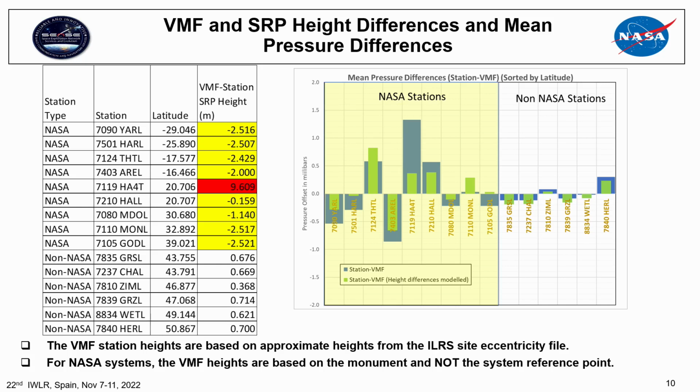So over here on the right, the yellow area is the NASA systems and the European systems are over here on the right. And the green bar is now when I model the height difference in the VMF. And in most cases, when I model this height difference, the differences between the VMF and the station barometer usually decrease.